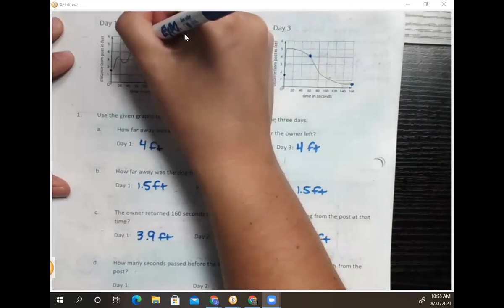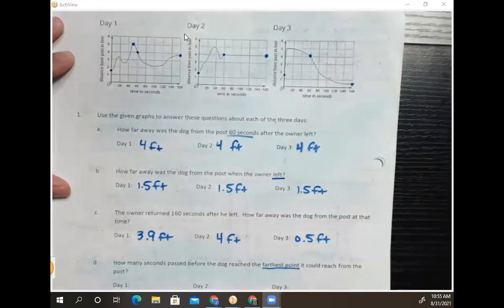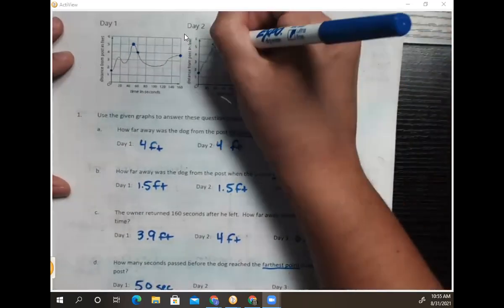So on day one, here's my maximum. About what time does that correspond with? Roughly 50 seconds. That sounds good to me. How about day two? Here's our maximum for day two. Anybody want to give me an estimate for that time? 35 sounds good to me, 35 seconds.